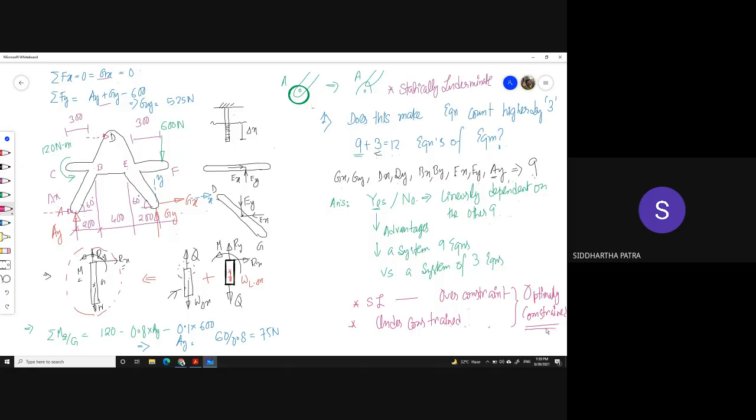So we would always expect to encounter only optimally constrained problems. That means requiring only the exact amount of constraints, or the minimum number of constraints, for the structure to be in equilibrium. That is optimally constrained problems.